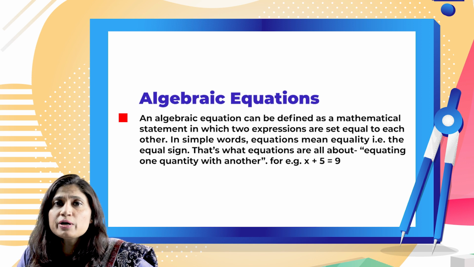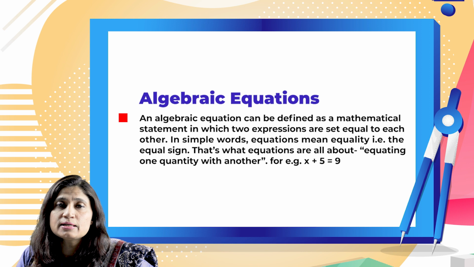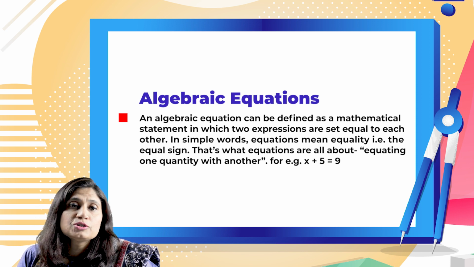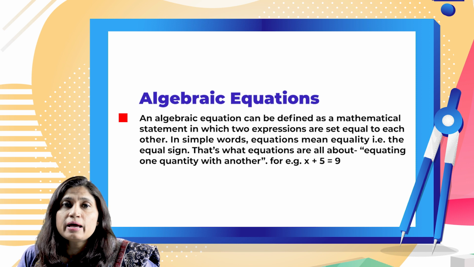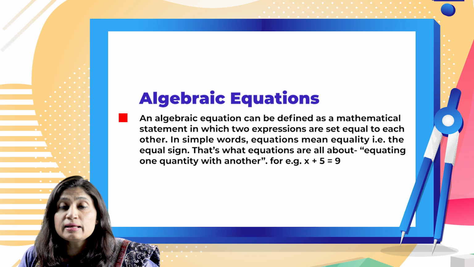An algebraic equation can be defined as a mathematical statement in which two expressions are set equal to each other. In simple words, equations mean equality, the equal sign. That's what equations are all about, equating one quantity with another. Just look at this example: x + 5 = 9. This is an equation.